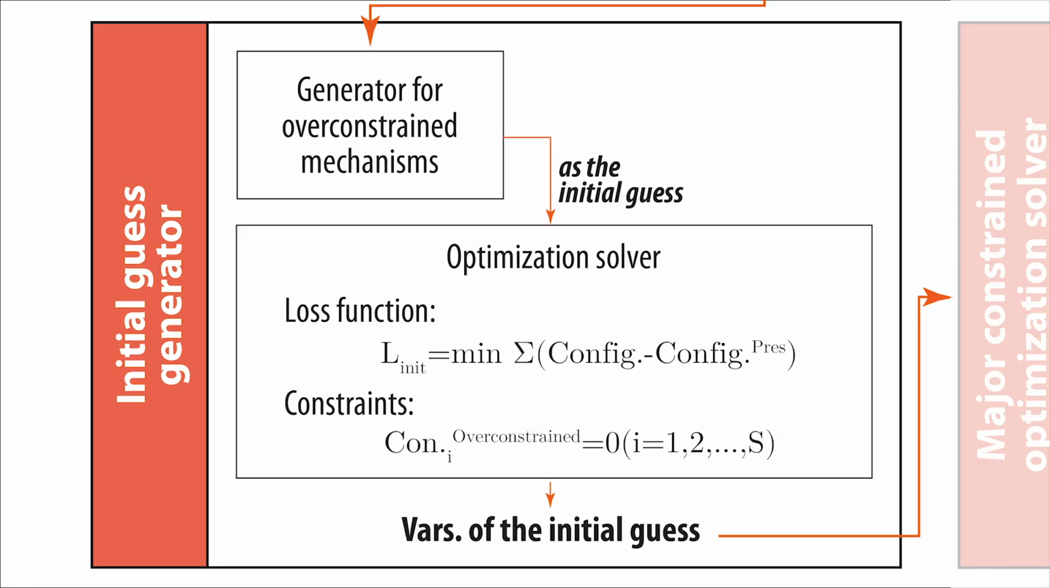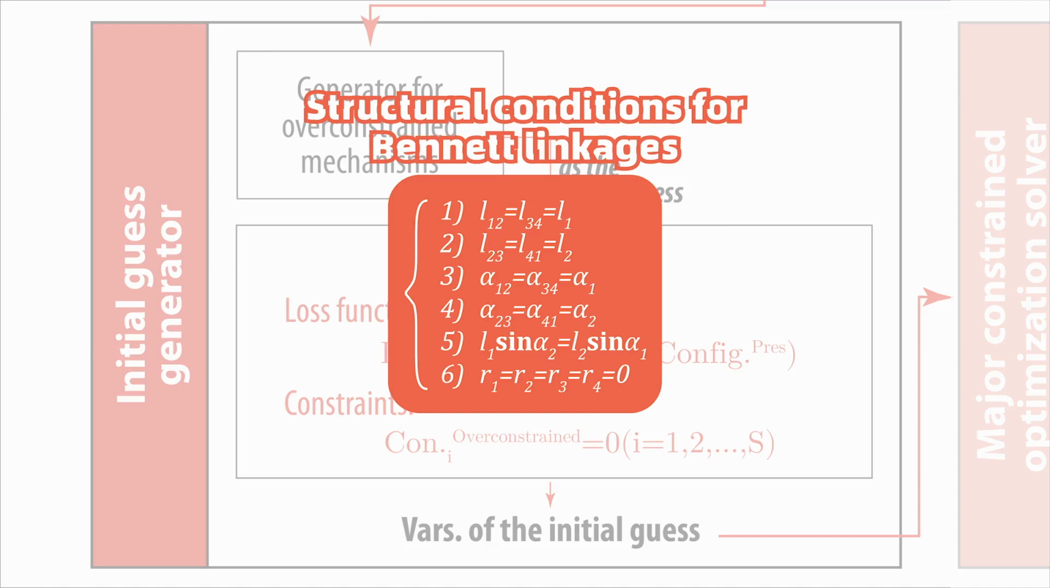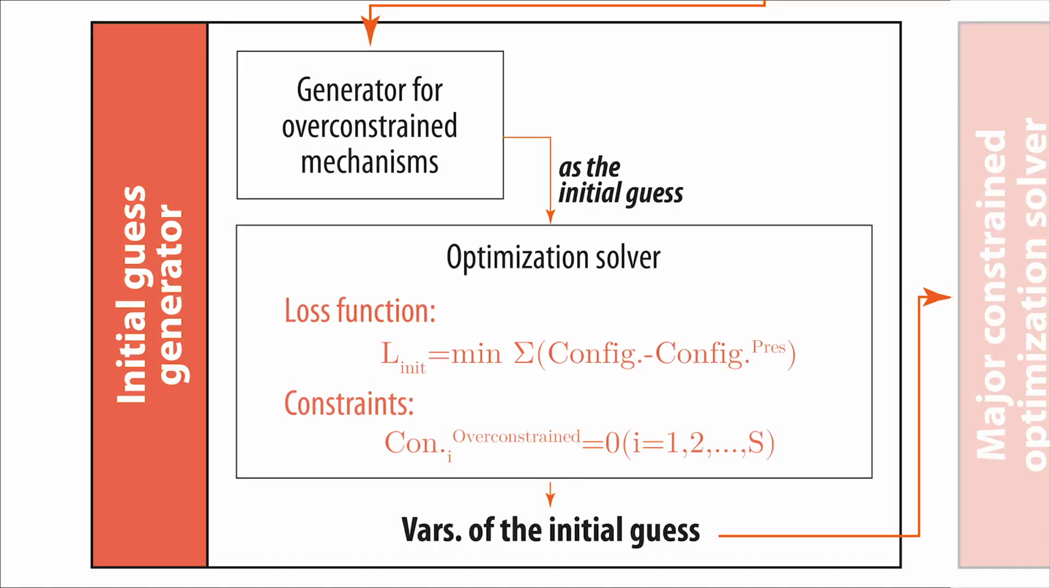So again, a standard constrained optimization solver, but a minor one. The objective function is set as the accessibility of the target. And the nonlinear constraints are set as the structural conditions of overconstrained mechanisms. The initial guess for this minor solver can be picked randomly. As a consequence, some computing loops are involved to guarantee the final output of it is converged. At this point, we can hopefully have an appropriate initial guess.